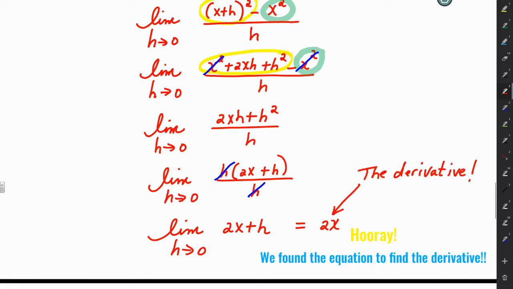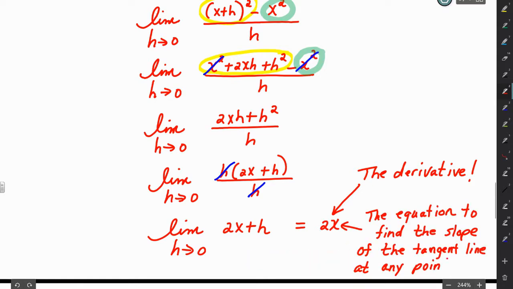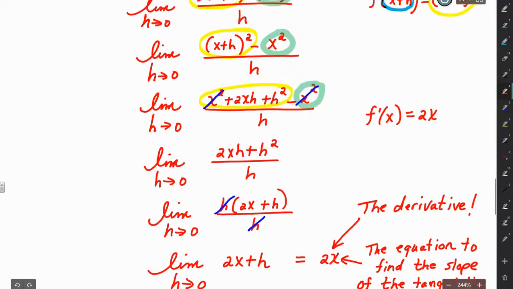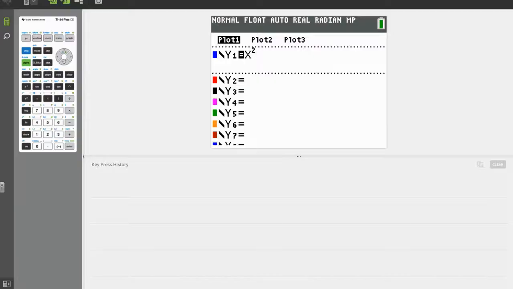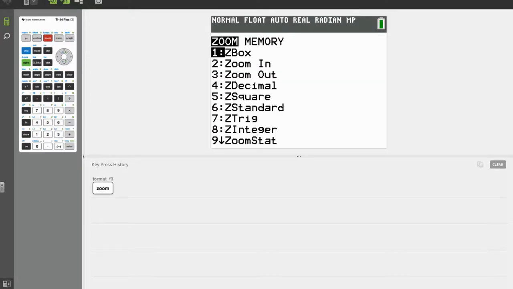And again, what did we say is the derivative? Well, the derivative is the equation we can use to find the slope of the tangent line at any point. So we can say f prime of x is equal to 2x. And that's our solution. So let's take a look at the graph on the calculator and see what this really means. So I put my function into y equals x squared, and I'm going to do zoom 6.